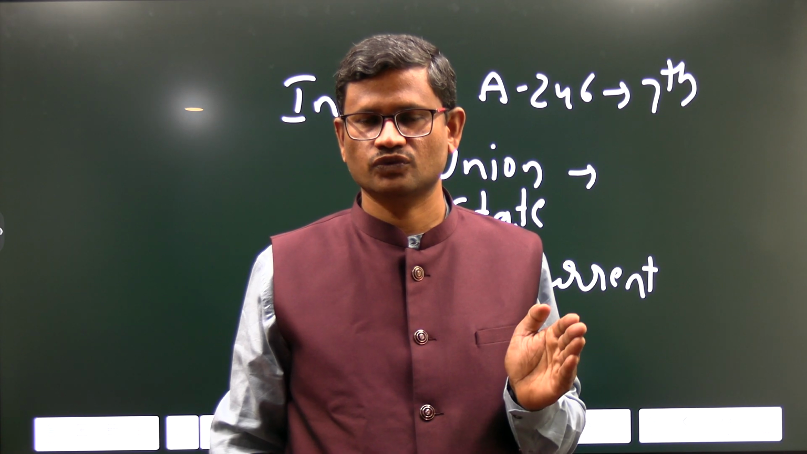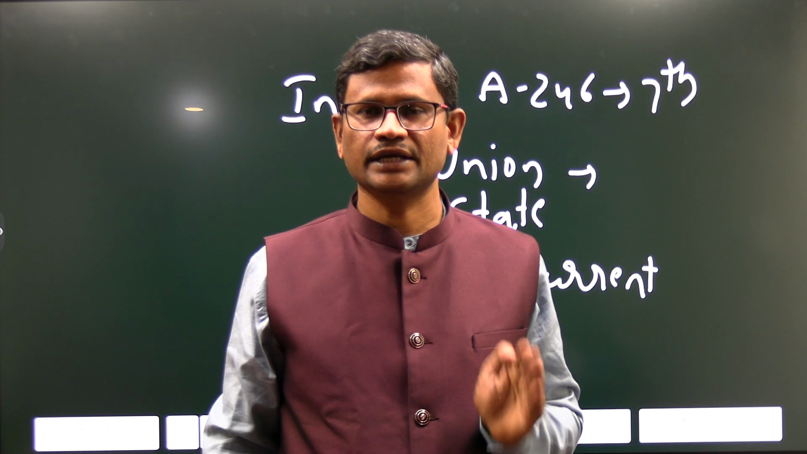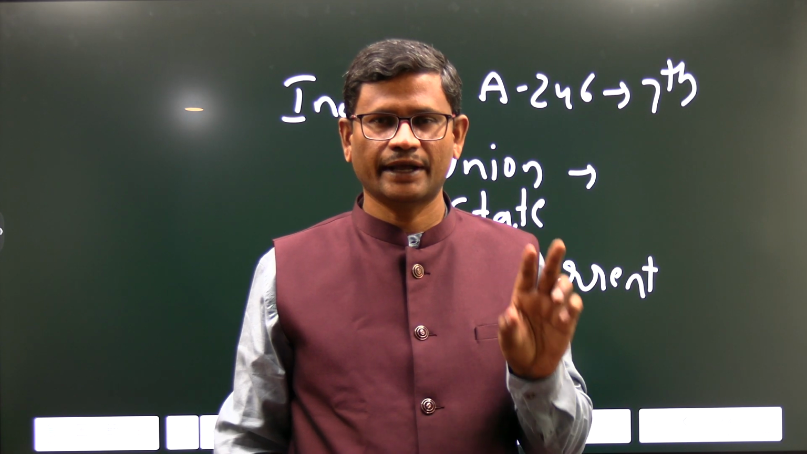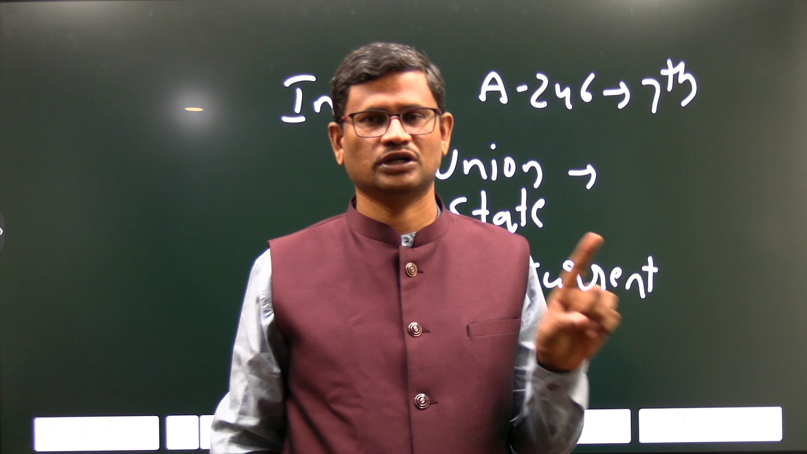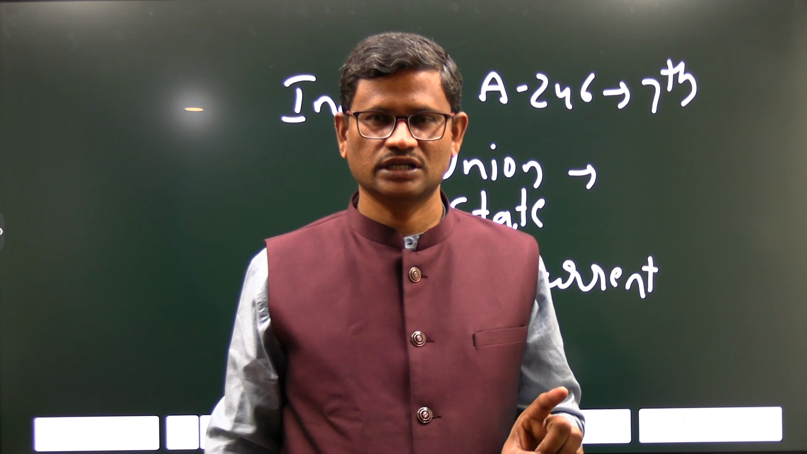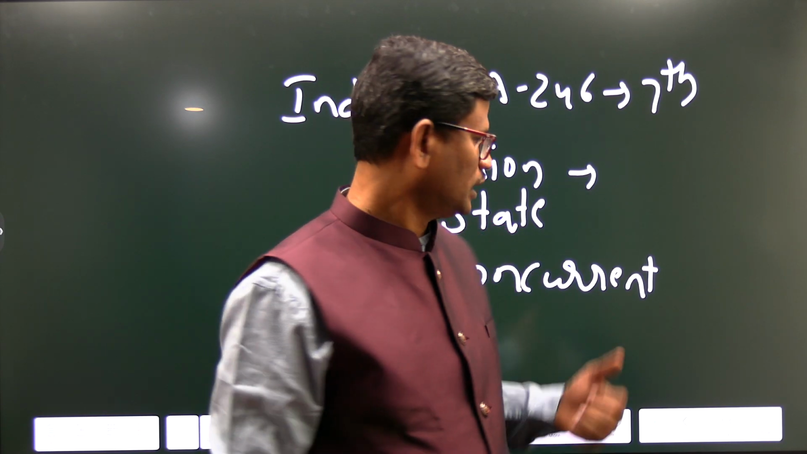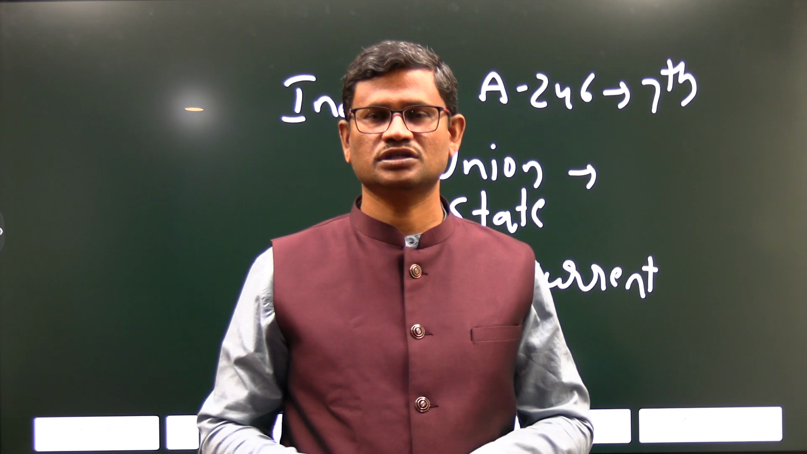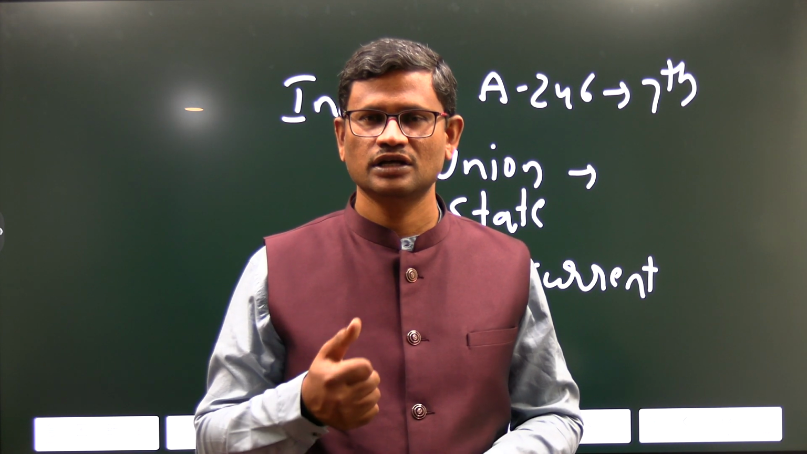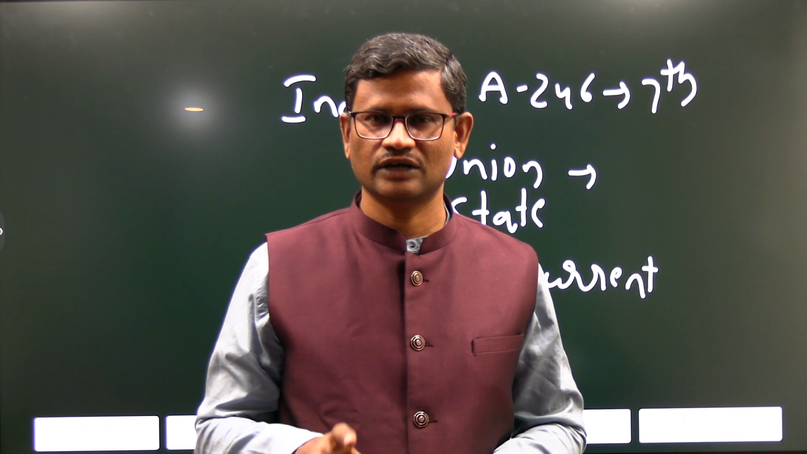We know that in the state list we had 59 items. In the union list there are 98 items. With respect to all the 98 items, the central government and parliament are supreme. With respect to the 59 items in the state list, state legislatures and the state governments are supreme. So all the 28 states. And with respect to the subjects in the concurrent list, both parliament and state legislatures can make a law. If there is a conflict, the central law will prevail.